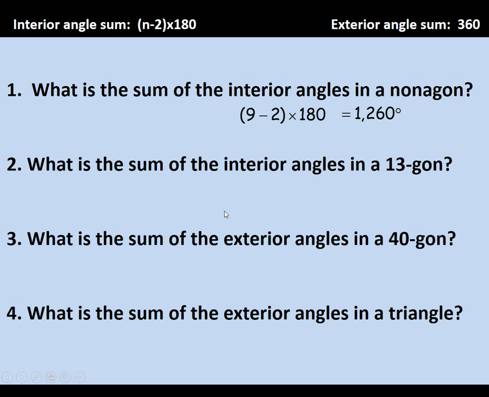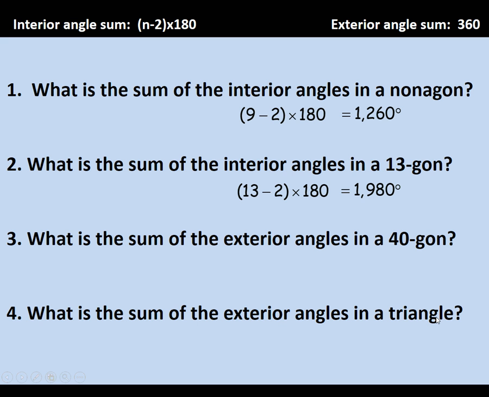All right, second problem is done almost the same way. Take a moment, see if you can find the sum of the interior angles in a 13-gon. Okay, first off, it's interior, so we're going to use our interior angle formula. And it's got 13 sides, so we're just going to plug 13 into that formula. And when we do that, we'll get 1,980 degrees.